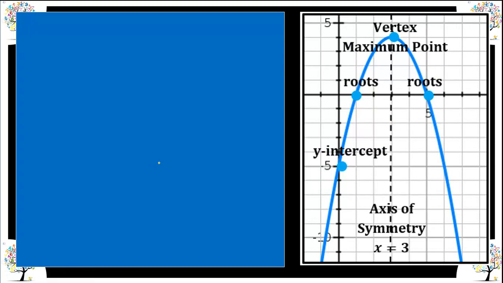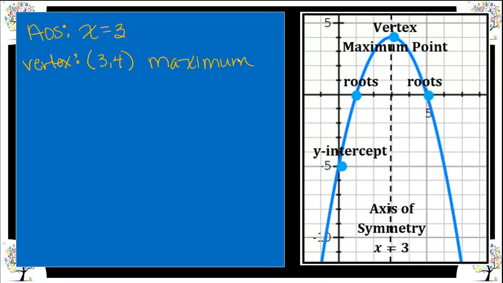Now let's take a look at a parabola that turns down. So let's first identify the axis of symmetry, and again, it is a line, so we're going to have x equals. And so this time, our vertical line runs through 1, 2, 3. So we have x equals 3. Then we have a vertex of (3, 4). And this time, our vertex is a maximum point. That's going to be important when you do range to know if it's a maximum or minimum.